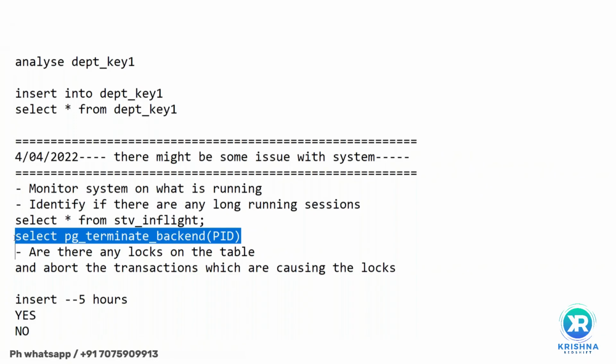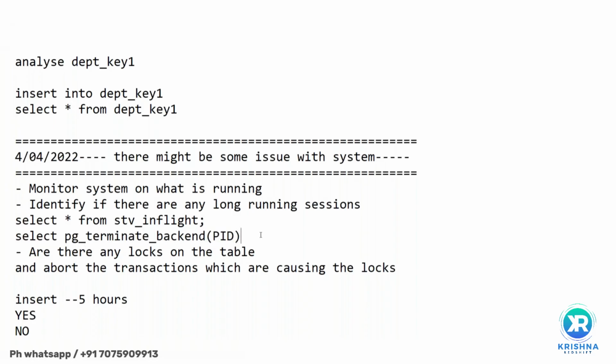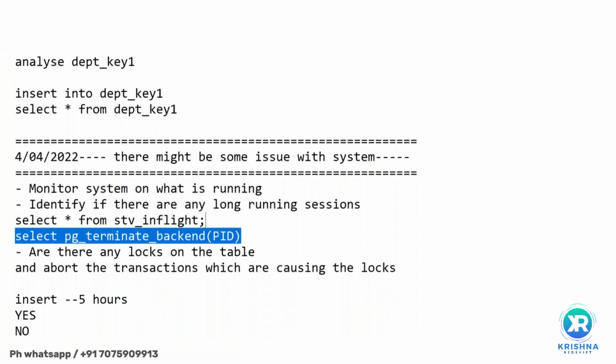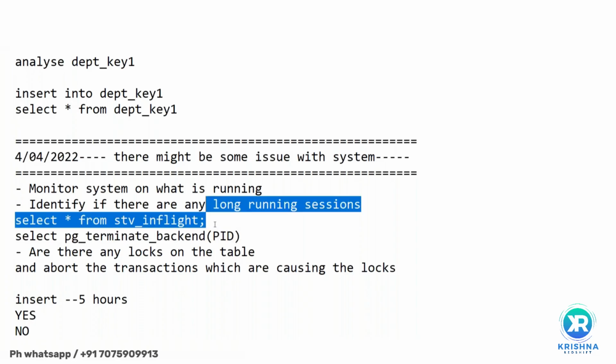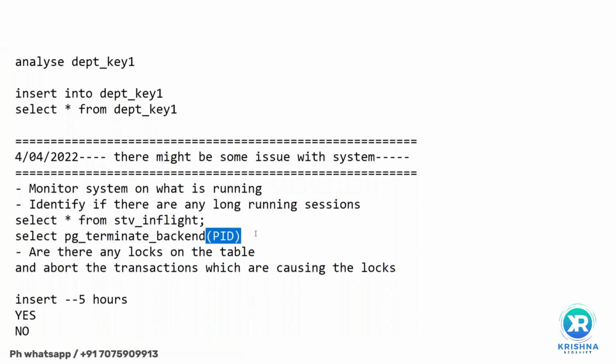So we tend to cancel the longest running query using pg_terminate_backend, and you will give that PID in the brackets and it will terminate that query. And where do you get the PID? Just by running STV_INFLIGHT, you will get the PID. This output gives everything: PID, transaction ID, username. You take the PID and run pg_terminate_backend. That's all.